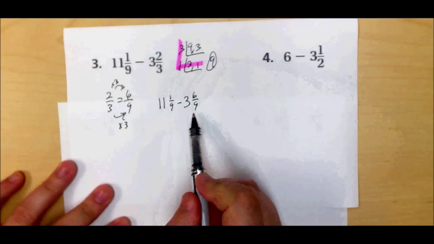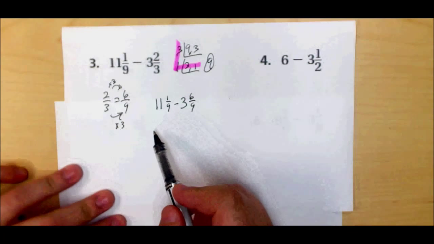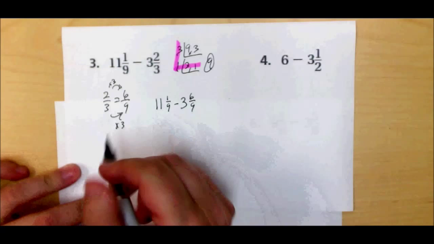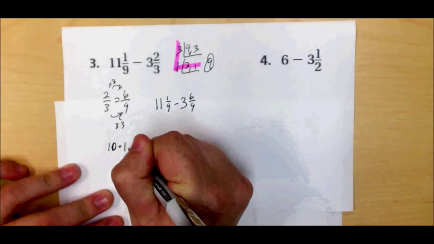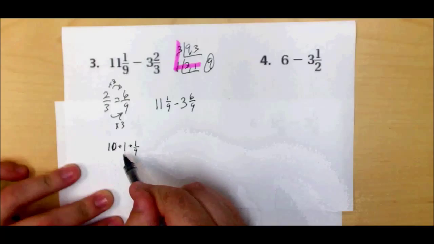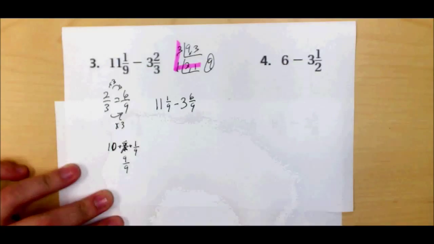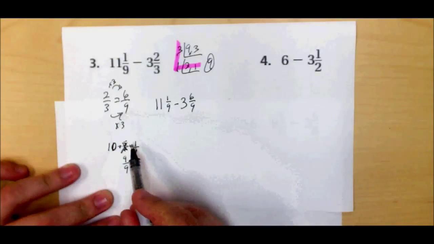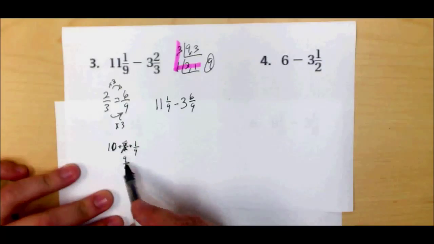I can't take 6/9 from 1/9. So this is what I'm going to do. I'm going to borrow from the 11 here. I'm going to change this to 10 plus 1 plus 1/9. Then I'm going to change this 1 to 9/9, because that's equivalent to 1 whole. So I just took 1 whole away from the 11. That left me with 10, and I took that 1 whole and I changed it to a fraction, 9/9, so that I can add it to 1/9.